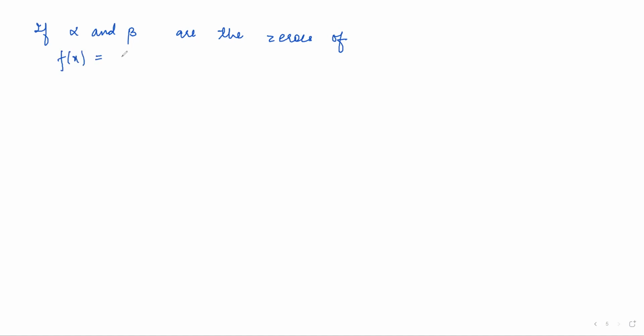Okay. If alpha and beta are the zeros of the quadratic polynomial f(x) is equal to x square minus p into x plus 1, and sorry, minus of c, so that's the quadratic polynomial, show that (alpha plus 1) into (beta plus 1) is equal to 1 minus c.